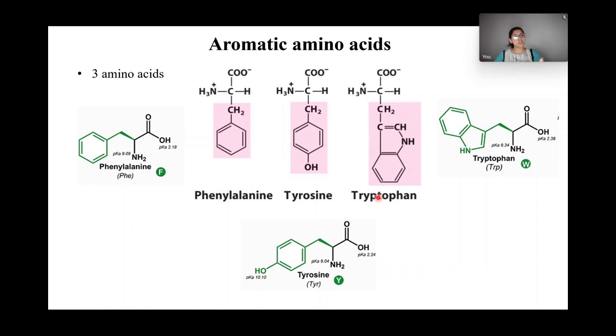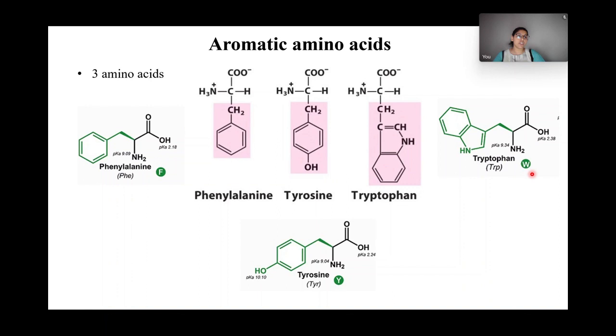The thing to note here is that the single letter code for these amino acids does not really follow the first letter of the amino acid. For example, phenylalanine is represented by F because remember P is for proline. So phenylalanine has F and it's denoted by PHE. Tyrosine is given by TYR because T, as we will see in a future slide, is for threonine. And tryptophan is represented by W, or TRP as its three-letter code.